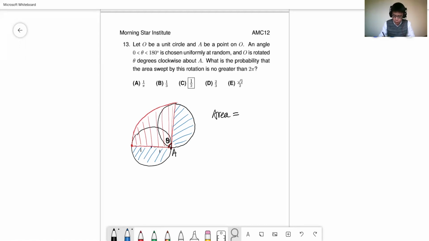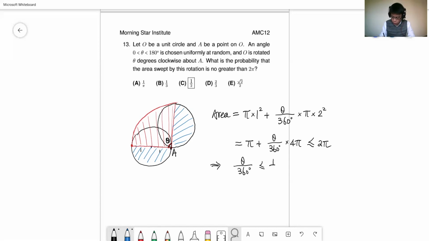2 semicircles provide a complete circle of radius 1, pi r squared, plus theta divided by 360 degree times pi times 2 squared, because the radius for the red sector is 2. Now this corresponds to pi plus theta. Okay, 360 degree is basically 2 pi, right? So let me write this way. This is 4 pi. This should be no greater than 2 pi. So that's equal to 2 pi. That means theta over 360 degree plus 1 over 4 is less than or equal to 1 over 2. That means theta is less than or equal to 90 degree.